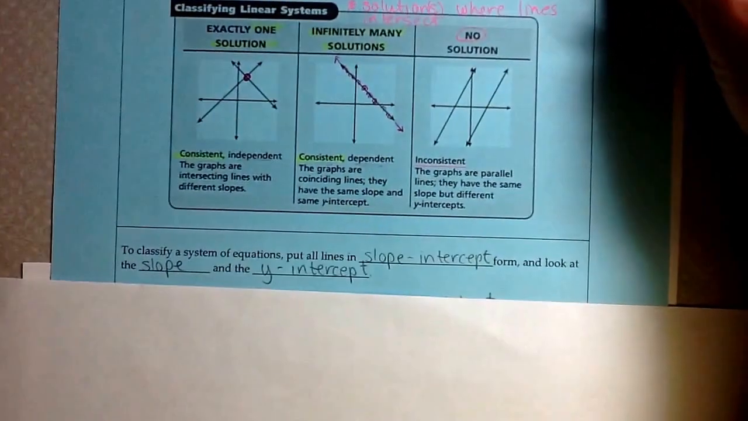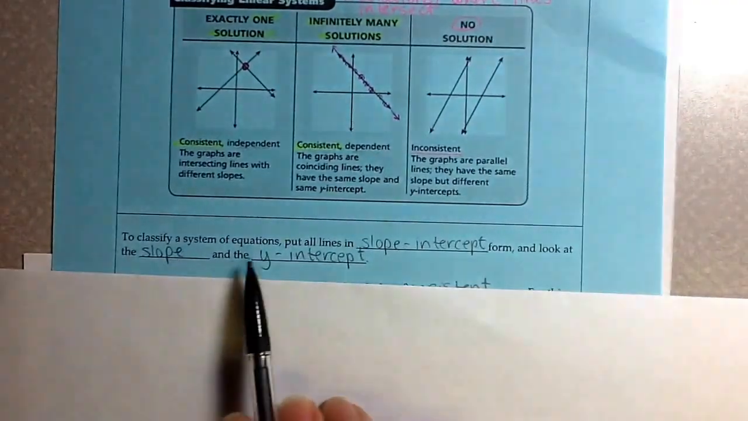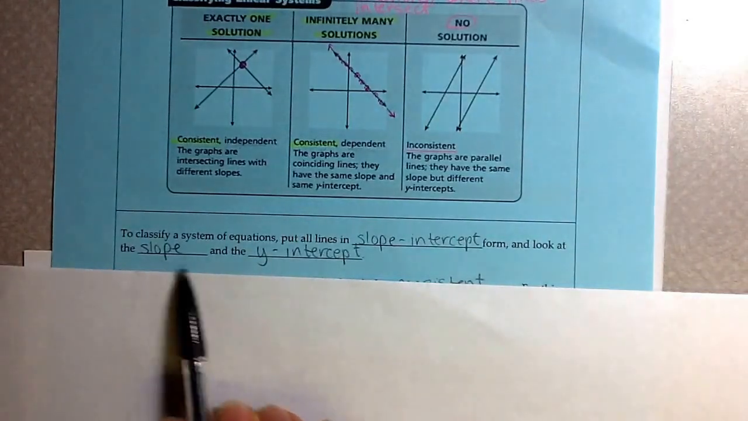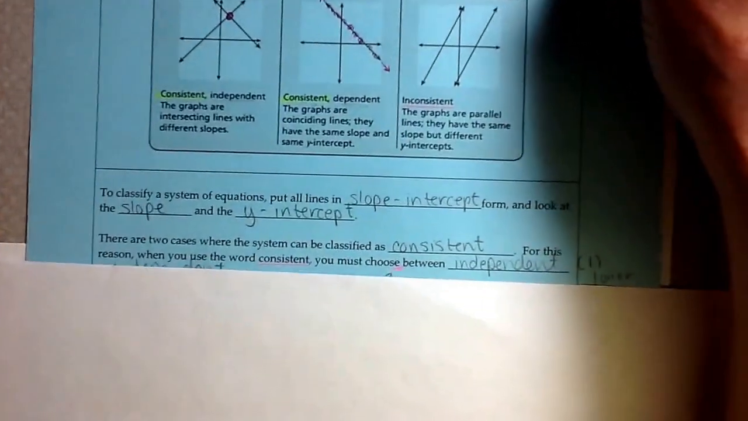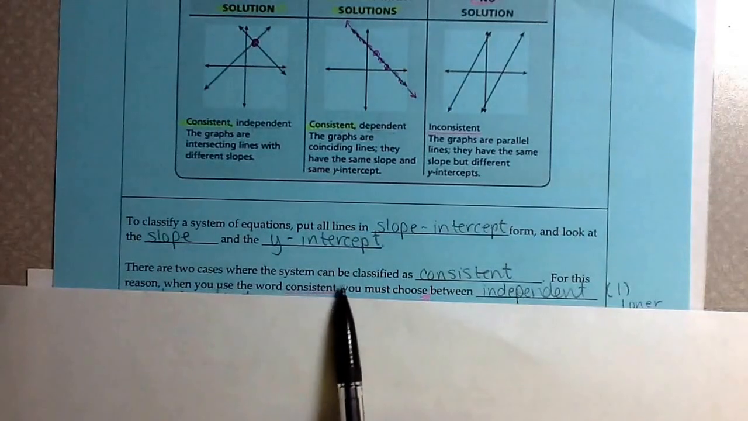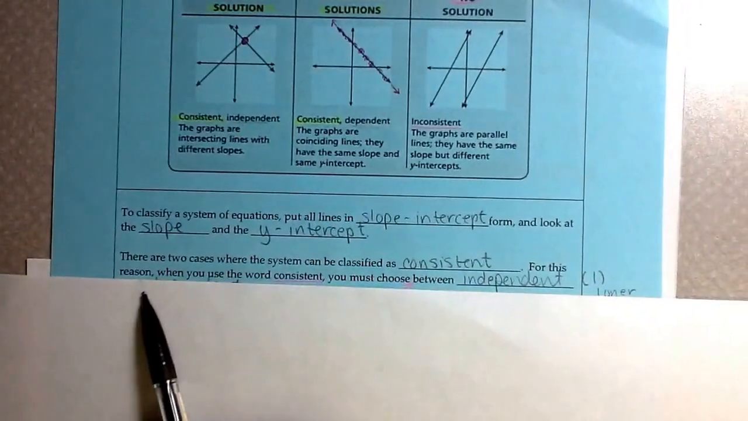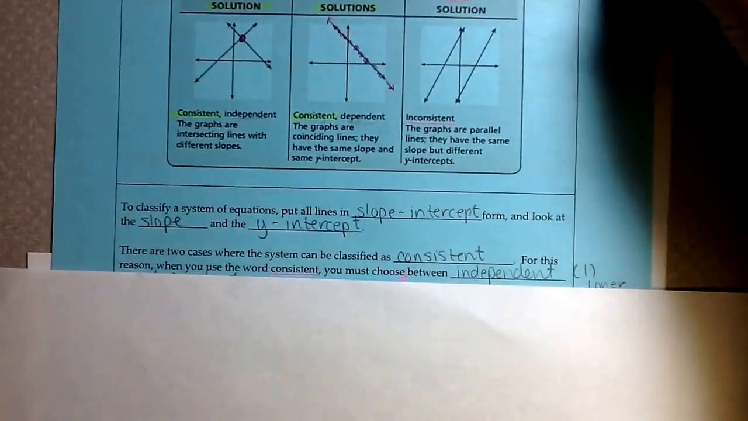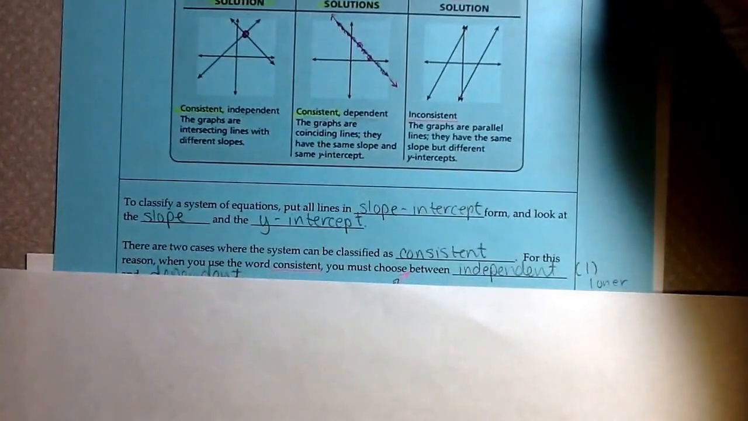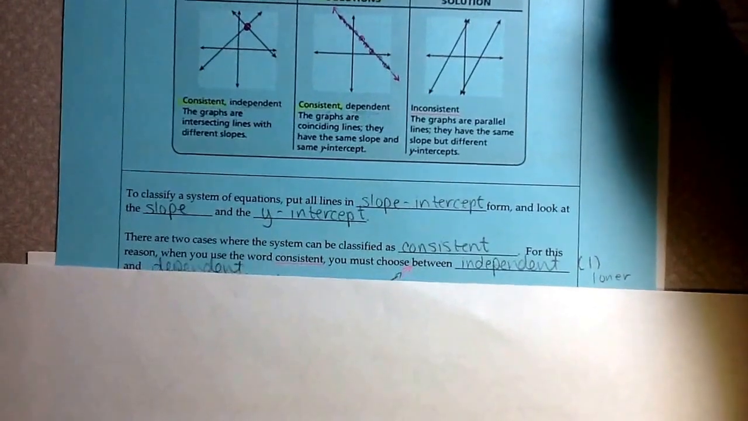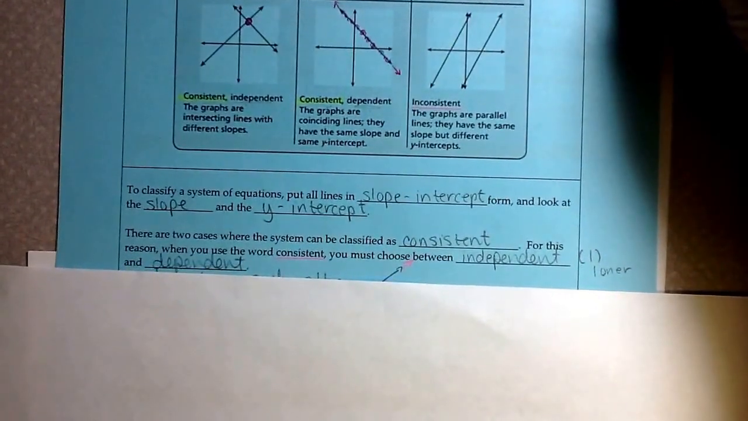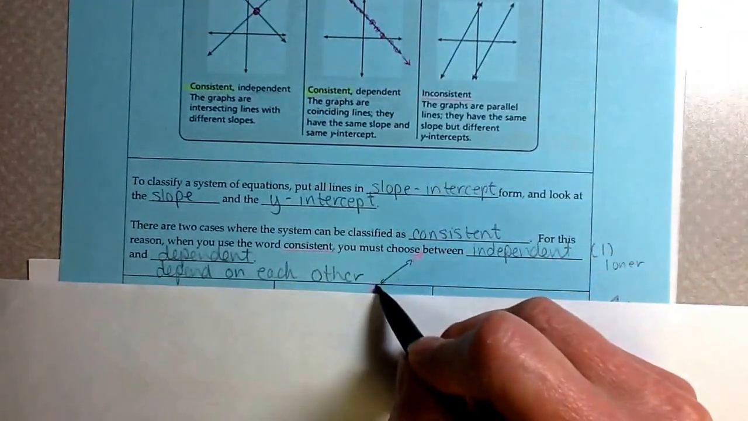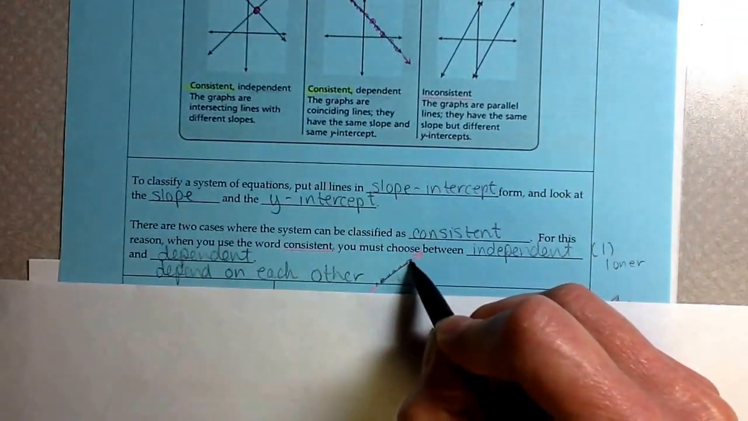All right, to classify a system of equations, you want to put all lines in slope-intercept form and then just look at the slope and the y-intercept. There are two cases, like I mentioned before, where the system can be classified consistent. So for this reason, when you use the word consistent, you must choose between independent, which means it's a loner, there's only one point of intersection, and dependent. Now dependent, they depend on each other, so the lines are right on top of each other. So that means, again, they're going to intersect at every single point.